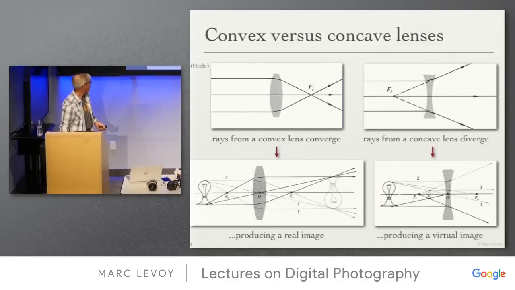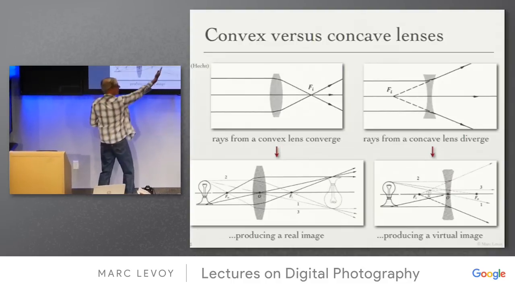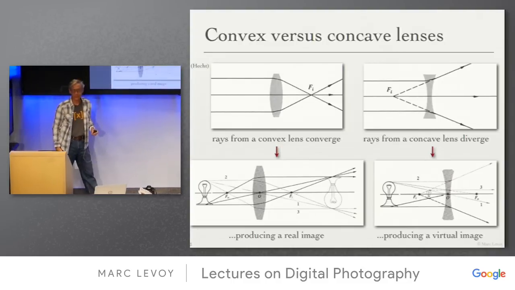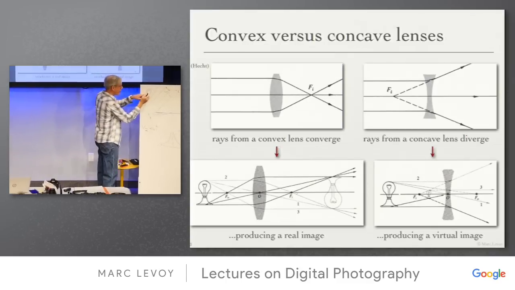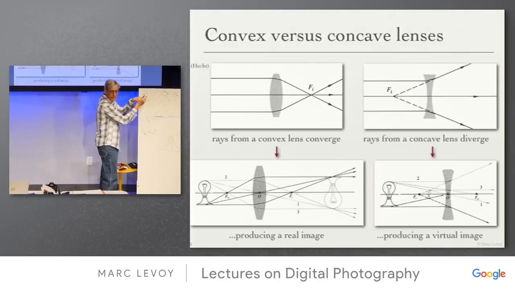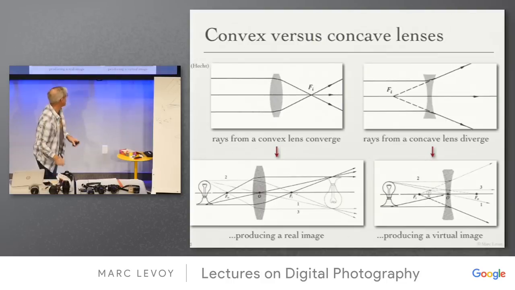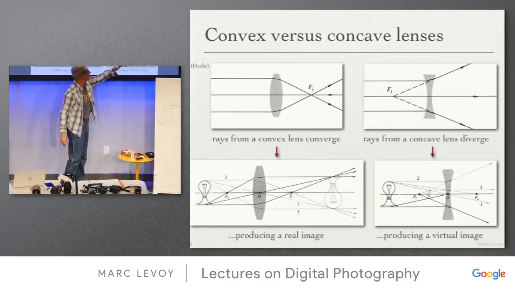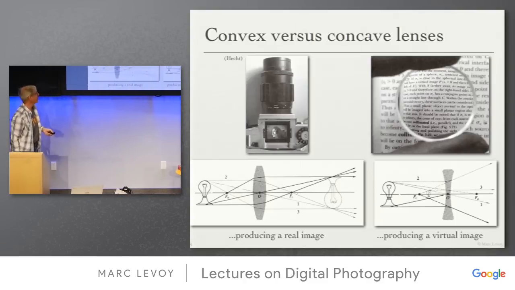Right, so this is called a real image because you can actually put a piece of paper there and an image will appear. And so that's what a magnifying glass is. So a magnifying glass is a simple convex lens. And if I take one of those light sources, it will make a picture of the light source on here. That's called a real image. So a concave lens produces what's called a virtual image. So here's an example of each.